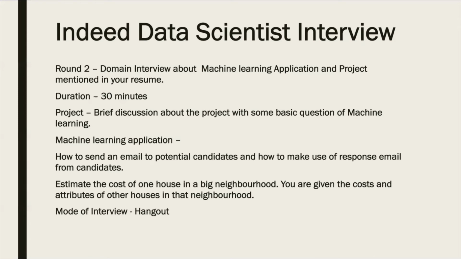Or you have a data set of housing in a neighborhood and you have to estimate the cost of one house in that neighborhood. For this round, the mode of interview was Hangout and the difficulty was medium to hard. This round was to check whether you can visualize the problem or not.